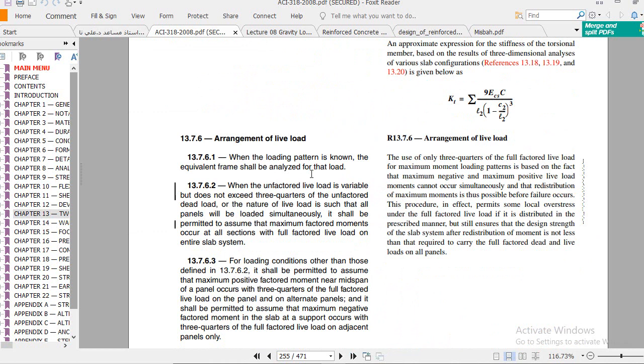Remember, whenever we apply the DDM, the approximate coefficient method, those coefficients were derived to include pattern loading. In the equivalent frame method, as this is the exact method of analysis of a structure, we have to consider live load patterns. So what does live load pattern mean?